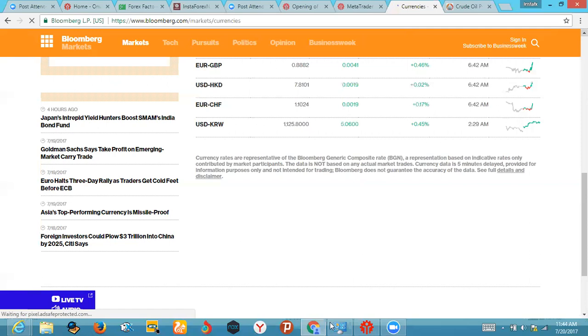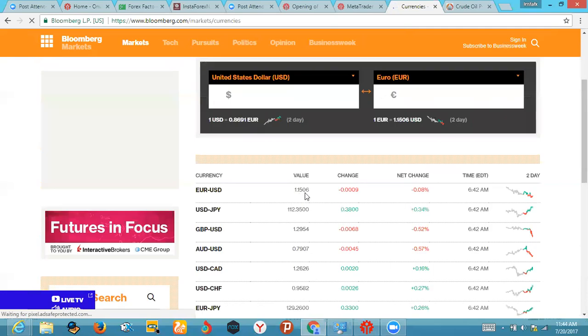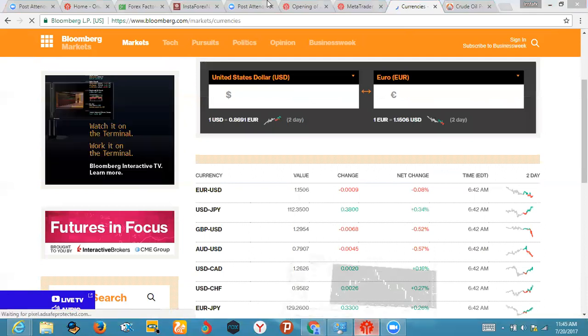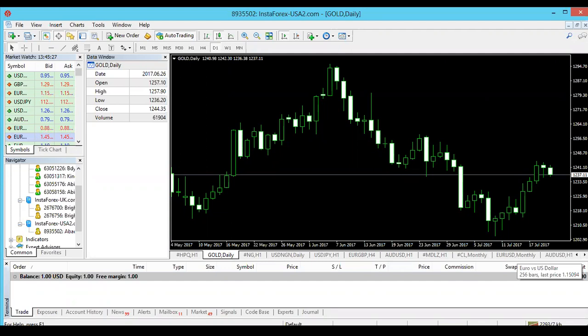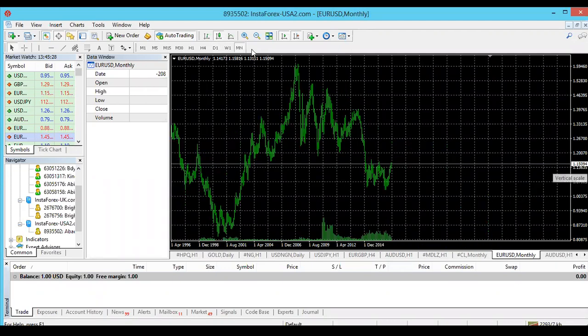As you can see, when you check the price of this currency now, the value is 1.1506. That is the current value of Euro USD. When you check Euro USD now, the market is at 1.150509. That is the current price of Euro USD.